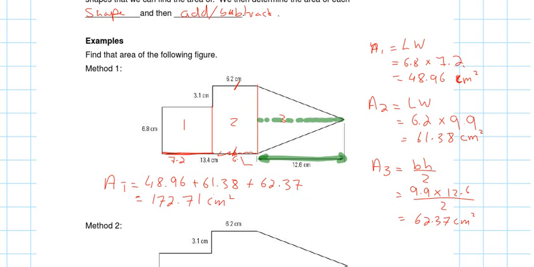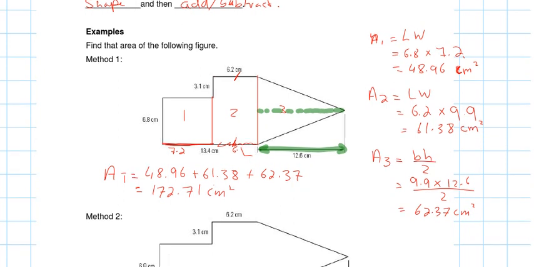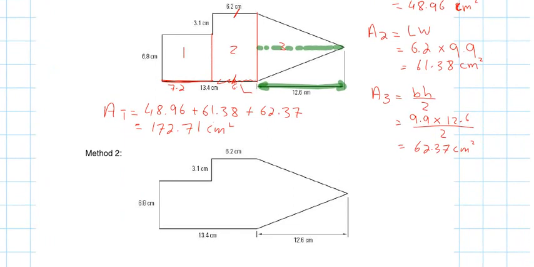Okay, so what you're going to have is the same shape. Can you find a way to find the area of that same shape but in a different way, cutting it into different sections? So cut it differently. And you should get exactly the same answer at the end when you add all of them.